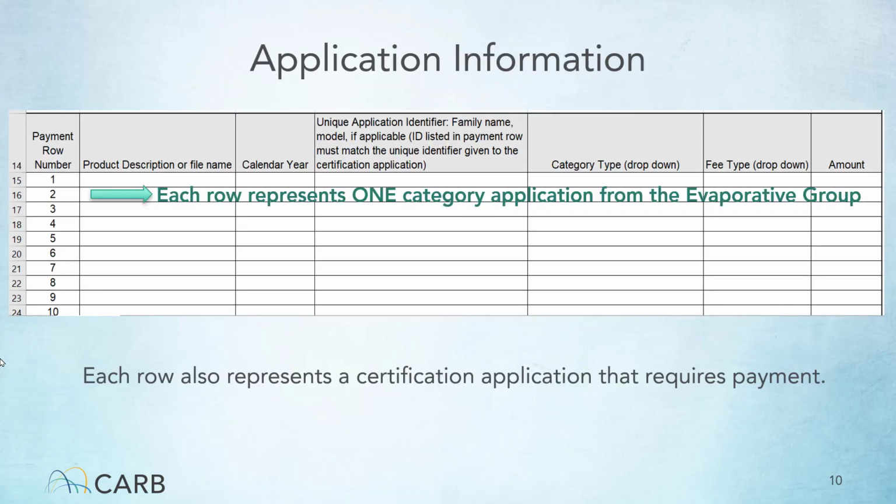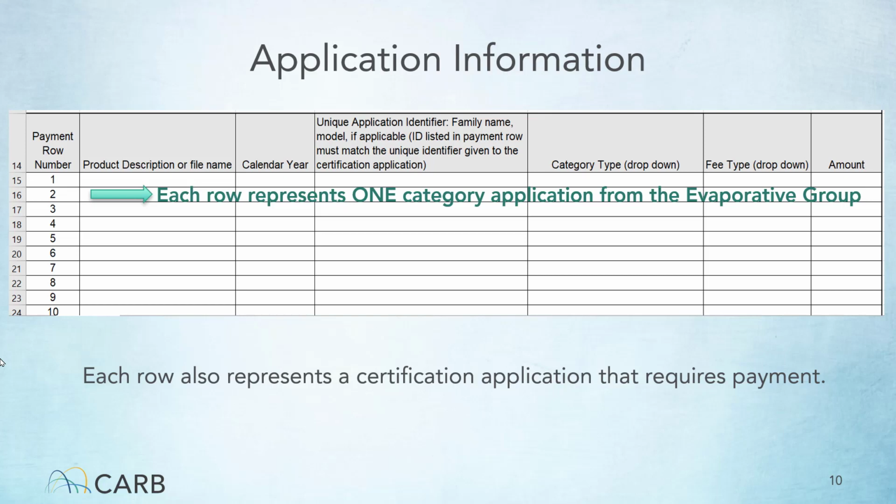Here is what the application information section of the form looks like. This is the portion of the form where you place information for each application that you are submitting. As you can see, there are columns for the product description, calendar year, unique application identifier, category type, fee type, and amount. There are multiple payment rows provided in the draft invoice form.